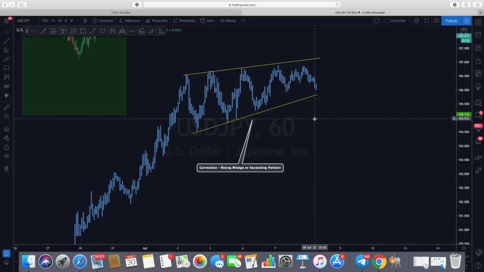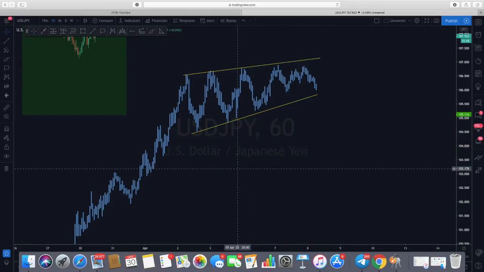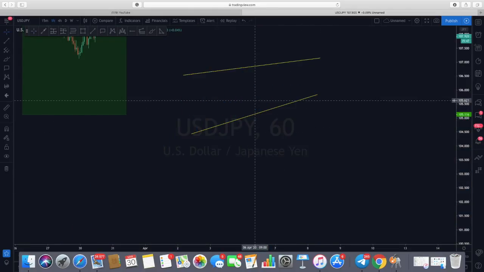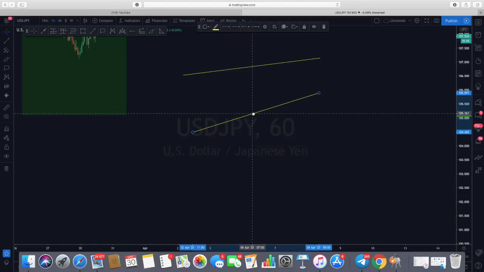It's not a continuation, but a reversal, from which we are now able to understand that the market is going to push to the downside. Okay, so that's one thing that I wanted you to see. Let me move on to the second phase of what I was speaking about.